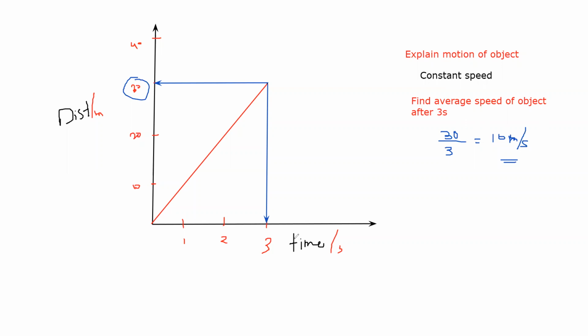of the object, because the average speed is the total distance over total time. So the total distance traveled is equal to 30, and the total time interval, the time it took, is equal to 3 seconds. So 30 divided by 3 is equal to 10 meters per second.